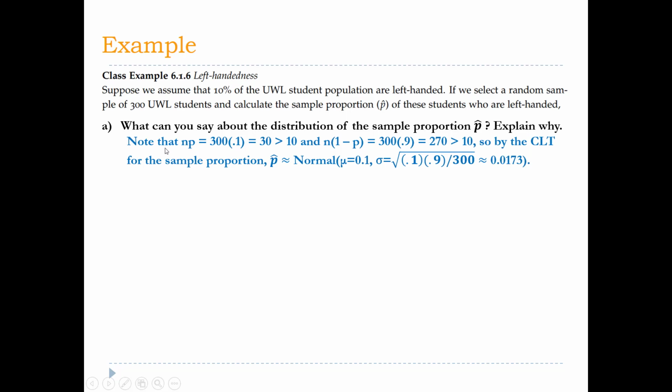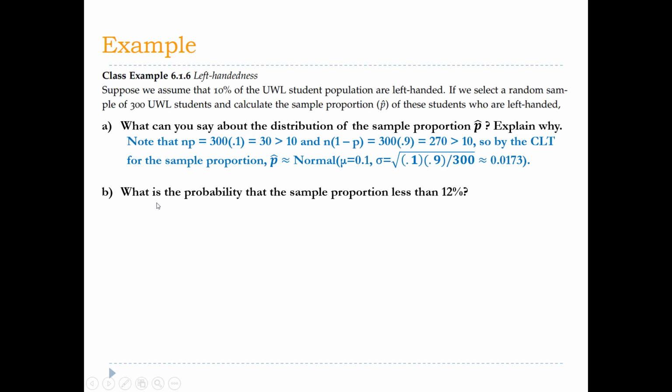So we check. We know that n times p is 300 times 0.1, which is 30, that's bigger than 10. And n times 1 minus p is 300 times 0.9, which is 270, that's bigger than 10 as well. So we can use the central limit theorem for the sample proportion. So by the central limit theorem, p hat is going to be approximately normal. The mean is equal to p, the success probability, which is 0.1 here, 10%, and the standard deviation is the square root of p times 1 minus p divided by n, which is about 0.0173.